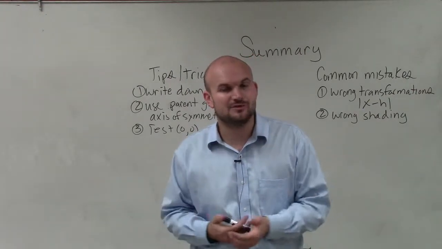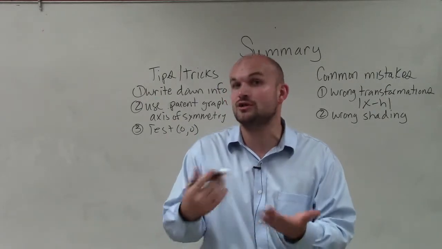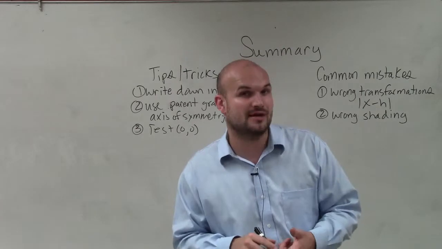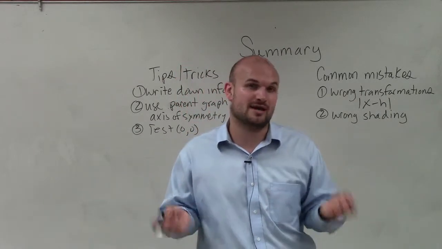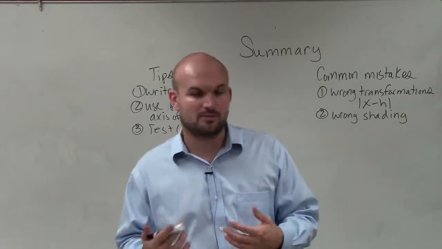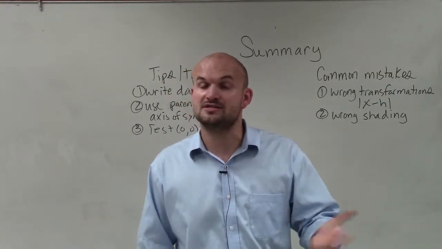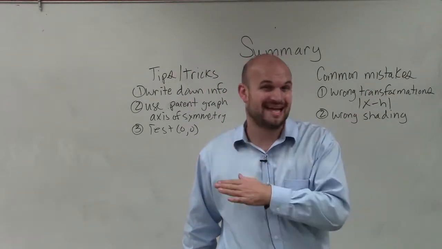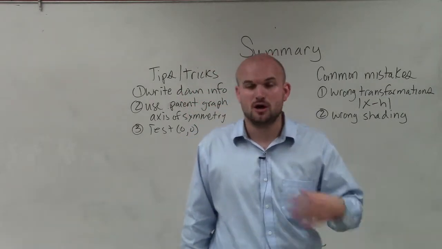The next thing we need to do is determine whether the graph is a part of the solution or not. It's a part of the solution if we have the sign greater than or equal to or less than or equal to, and it's not a part of the solution if it's greater than or less than in your inequality problem. When it's a part of the solution, we graph it as a solid line, just like an equation. When it's not a part of the solution, we represent the graph as a dashed line.